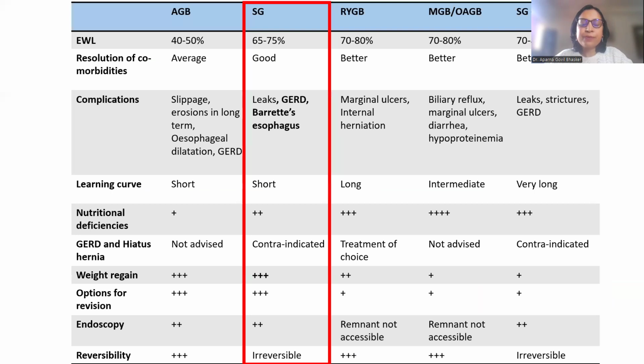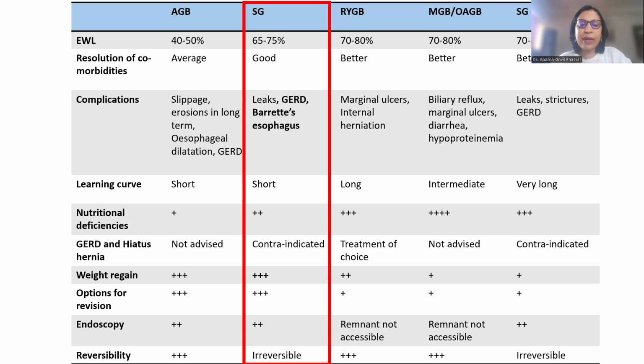Now, coming to patient selection, it's a very intense discussion between the patient and the team about which procedure should be done for them. In general, if a patient has GERD, or if there is hiatus hernia or Barrett's esophagus, then a sleeve gastrectomy would not be recommended, because sleeve is a refluxogenic operation. Otherwise, a sleeve is a good operation.